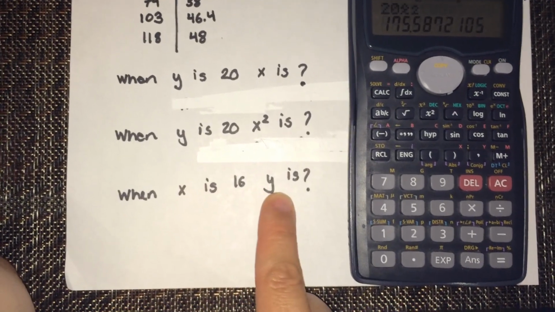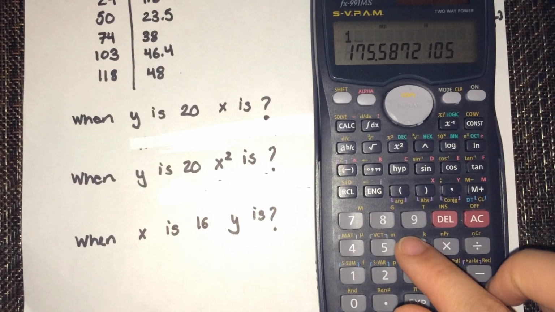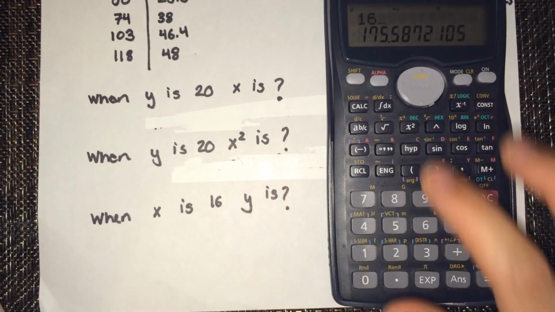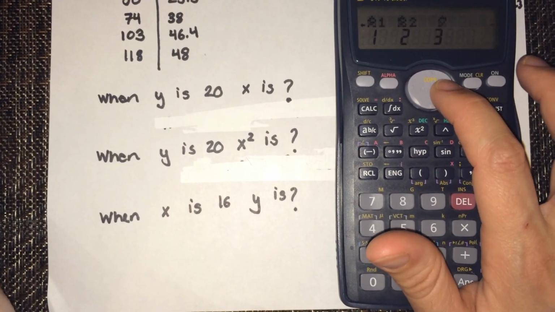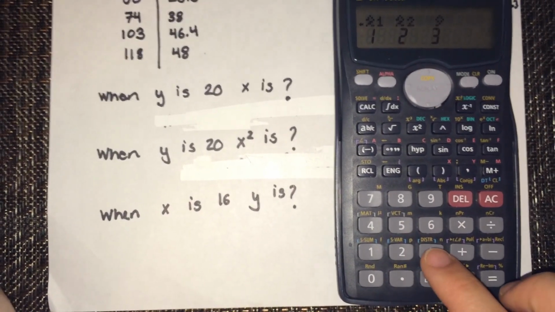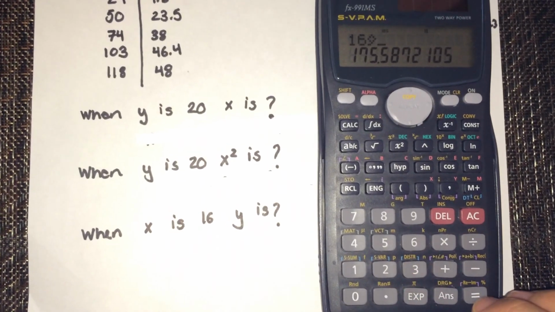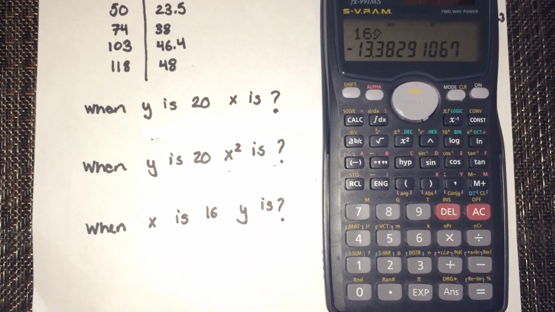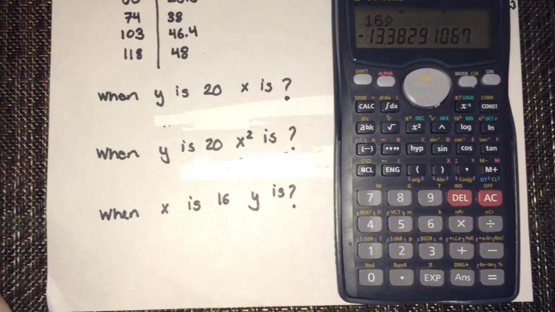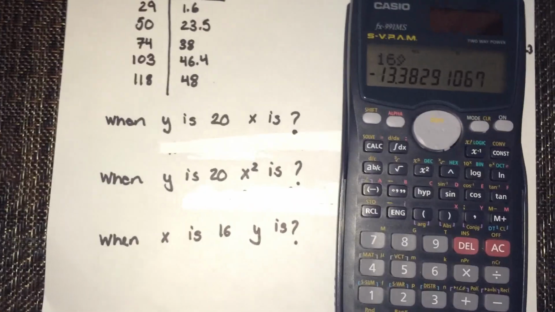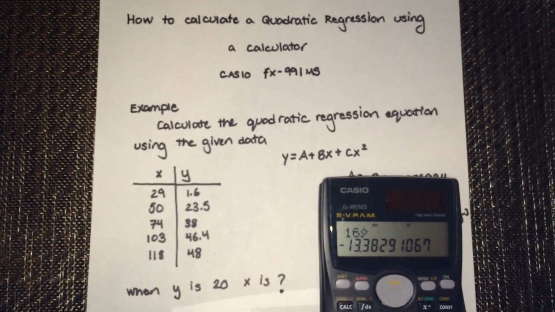And the opposite you can do as well. If you know what x is, what is y? So if x is 16, enter 16, shift S variable, scroll to the right until you see y. Those are approximate values, and hit 3, enter. If you don't hit enter, it won't give you the values. It's negative 13.3829.